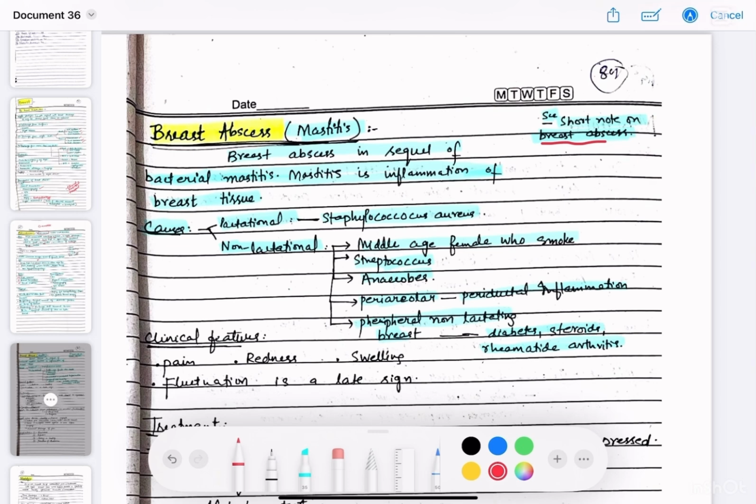So, in the female who is lactating, the cause of mastitis is Staphylococcus aureus. In the non-lactating woman, the predisposing factors are smoking and taking steroids, a patient who is diabetic or has rheumatoid arthritis, and a middle-aged female, and Streptococcus anaerobes, and periareolar, that is periductal inflammations, and peripheral non-lactating breast. These are the causes of the breast abscess.